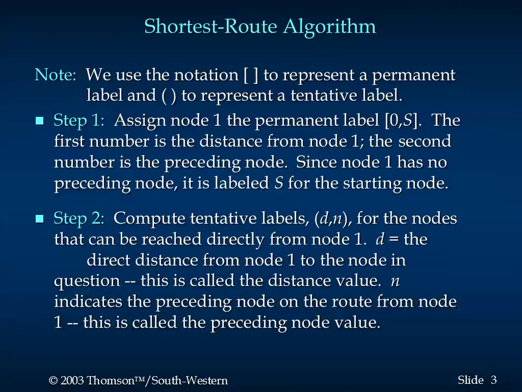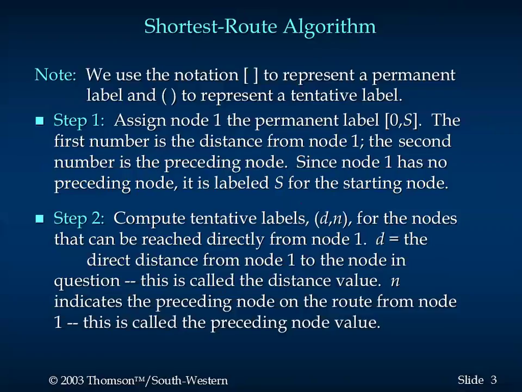Okay, so we start with the first node, the initial node, and we label it as 0, S. 0 means the distance is 0, S means we're starting. The first number is the distance from node 1, which is 0. The second number is the preceding node; this is the starting node, so nothing. For every other node, we'll have some other starting point and some other distance.